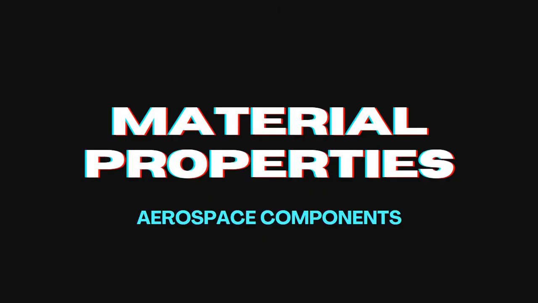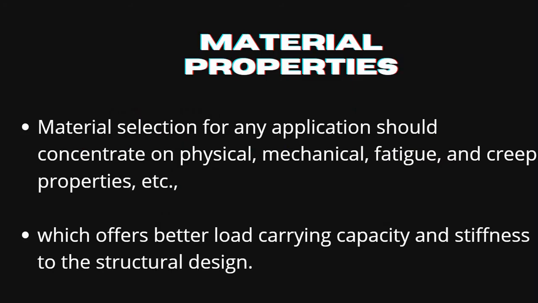So now we look at the properties of material, like material properties in aerospace components. Material selection for any application should concentrate on physical, mechanical, fatigue, and creep properties. Mechanical properties are very important compared to other properties, which offer better load carrying capacity and stiffness to the structural design. So definitely we choose one such material. Stiffness is very important. We are using monocoque or semi-monocoque methods for the shape of the fuselage, so we have more stiffness compared to other shapes like a square or rectangular shape.